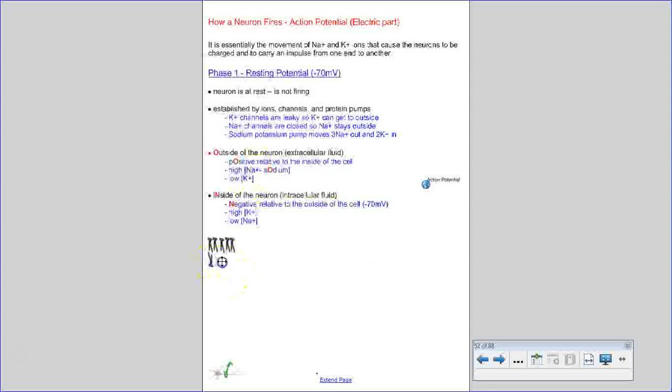I'm going to draw the cell membrane. The cell membrane is made up of a bilayer of these phospholipids, fatty stuff, and within it there are a lot of different proteins and other things embedded. There are certain ones.